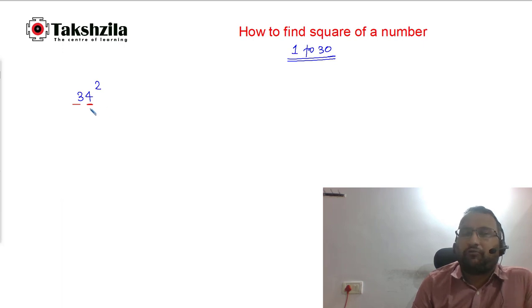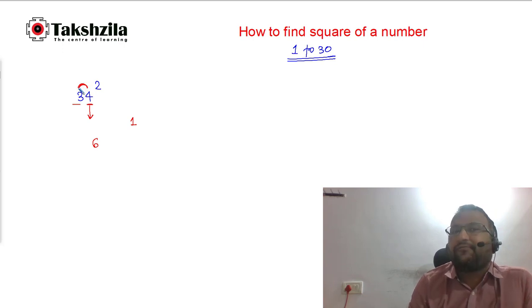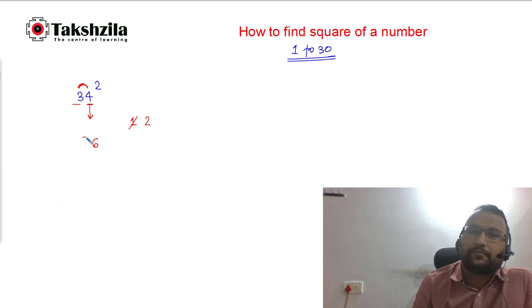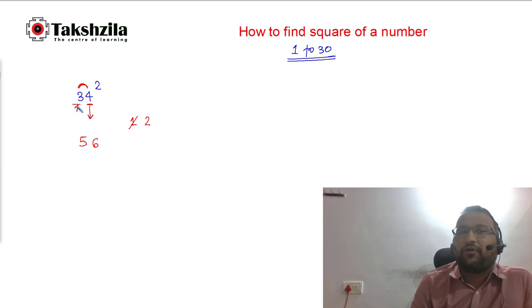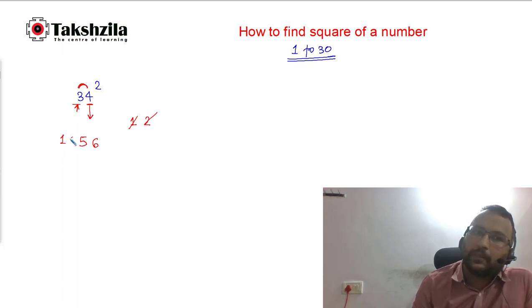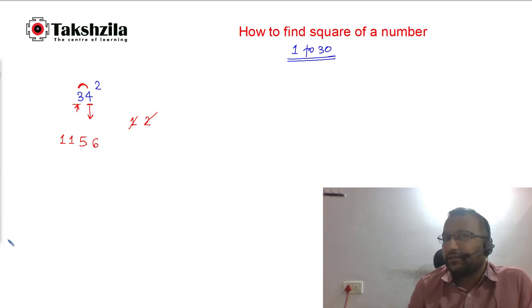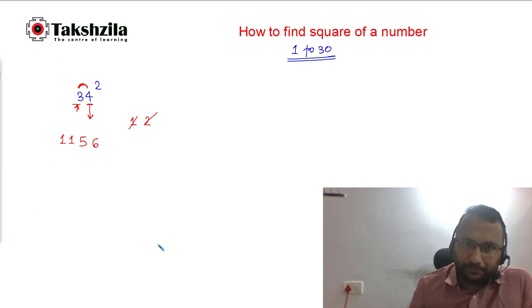Now, the square of the unit place, 4 square is 16. Write only the unit digit, 1 will become carry. Then multiply these two parts and double this multiplication. 4 into 3 is 12, double 24 plus 1, 25. After that, square of 3. Square of 3 is 9 plus 2 is 11. This is how we can find the square of a number.